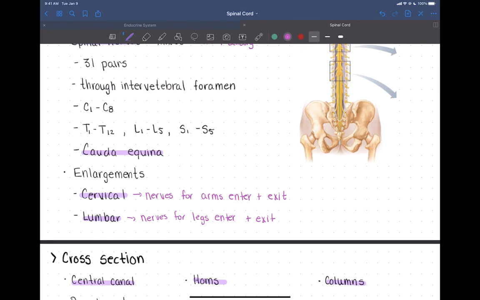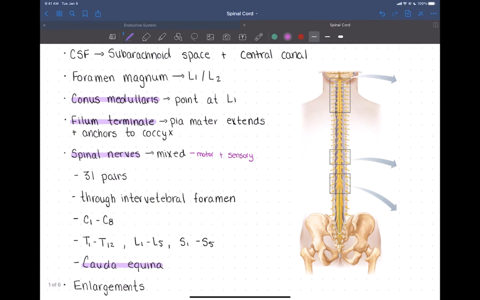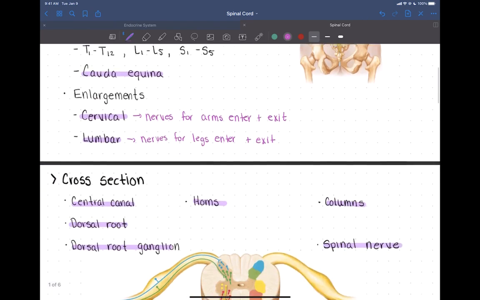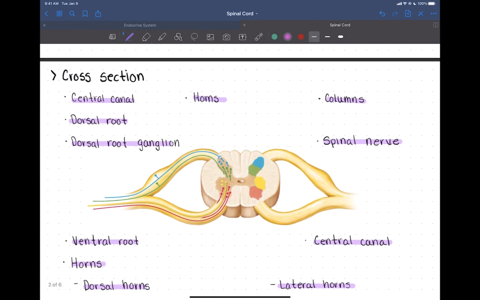All right, so that's our overall structure of the spinal cord. Now we're going to look at a cross section of the spinal cord, and at how the gray matter, white matter, and the different nerves are arranged. All right, so this is our cross section of the spinal cord.